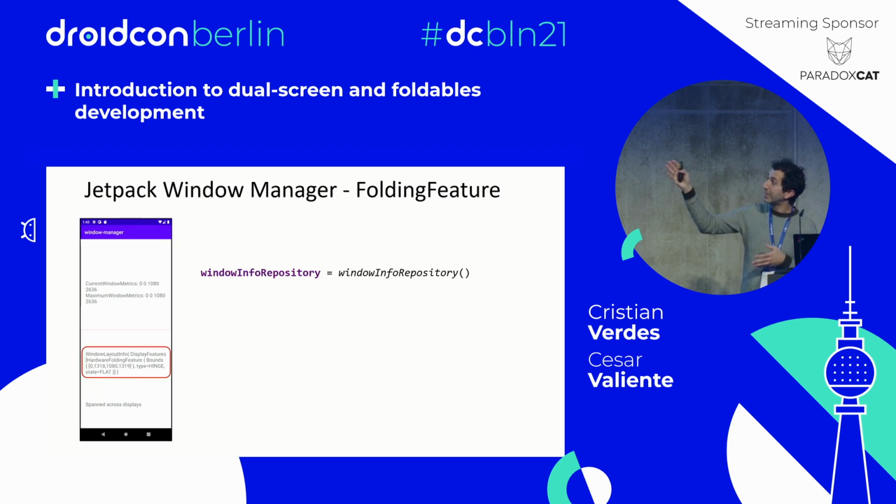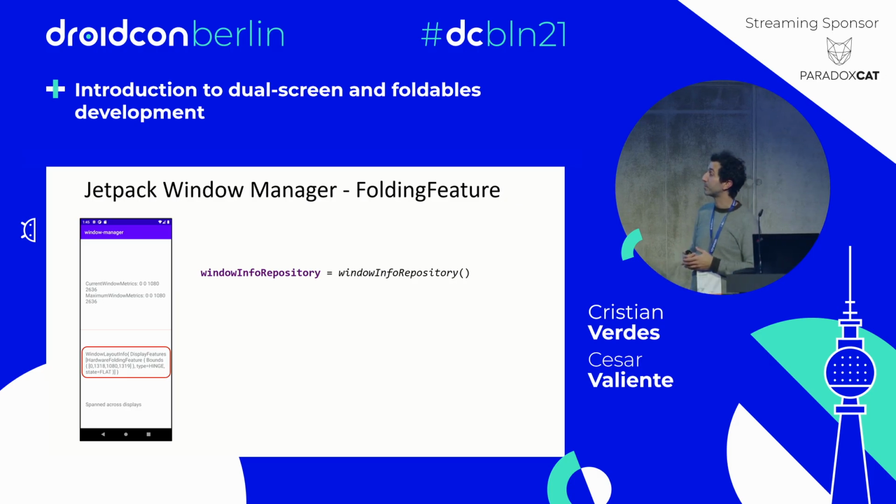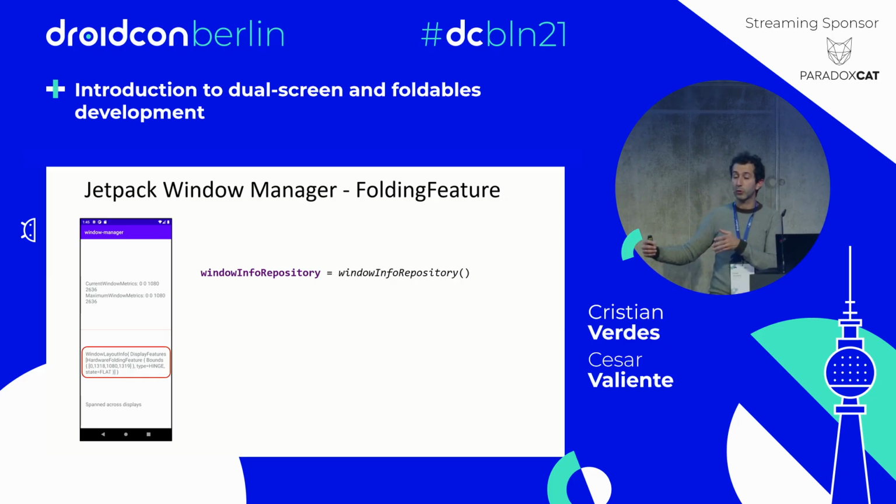OK, and now how do we get the other part of the info about the folding feature, the boundaries, the posture, and so on. Jetpack Window Manager has evolved a lot from Alpha 1 till now, Beta 2. Originally we had callbacks, and it has changed a lot. It has grown with what the community and Google encourage. Now the recommended mode from Google for asynchronous programming is using coroutines and flow. So Jetpack Window Manager under the hood uses flow, and the information is going to get to you through a flow of data.